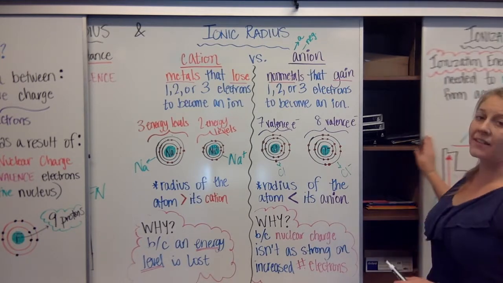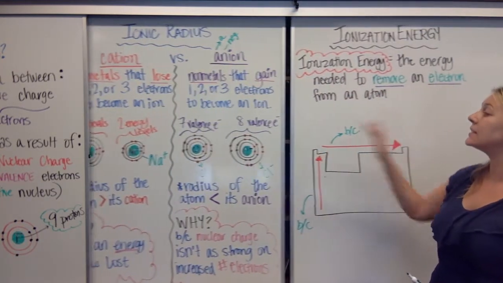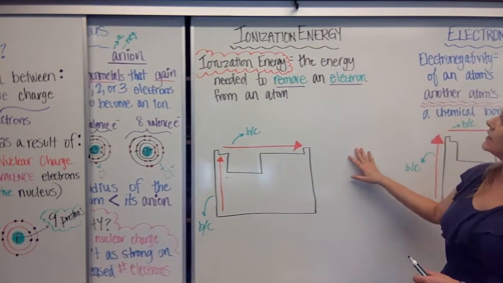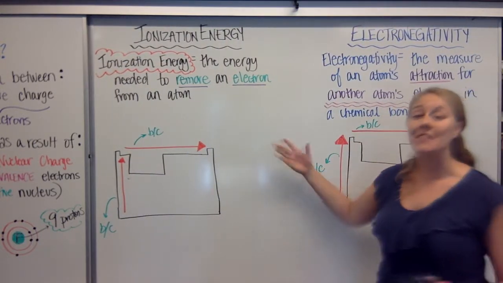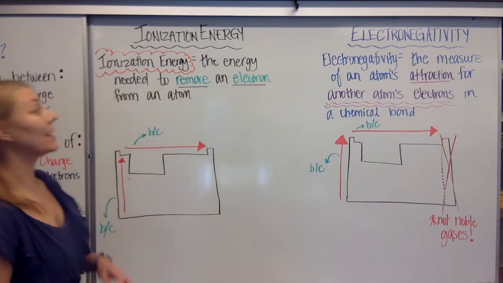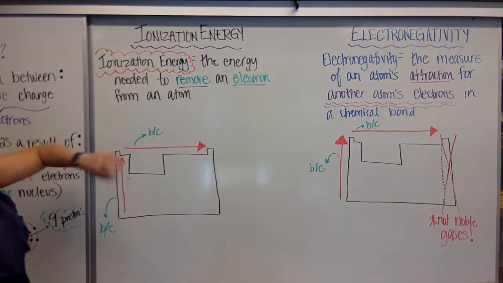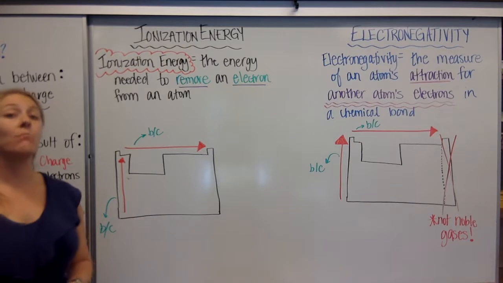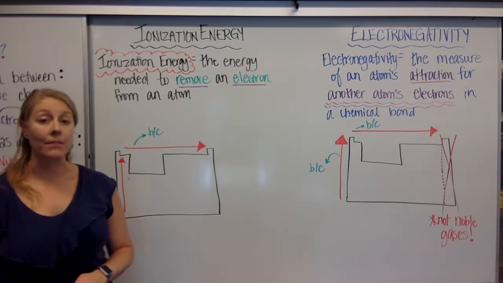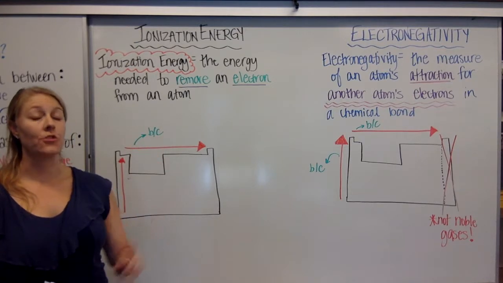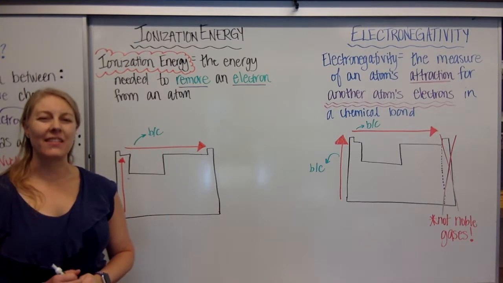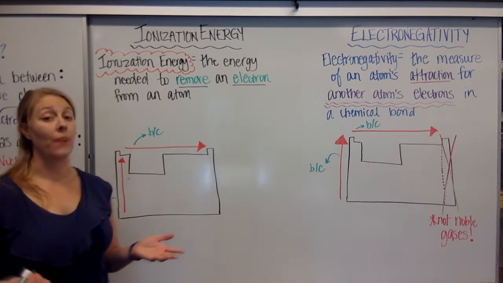Now, the last 2 trends that we're going to look at are ionization energy and electronegativity. Now, these, conveniently, have the same trend, right? So, let's look at the definitions. Ionization energy is the energy needed to remove an electron from an atom, okay? To take off 1 electron, just 1 electron from an atom. How much energy does that take? And it's going to take some amount of energy no matter what.